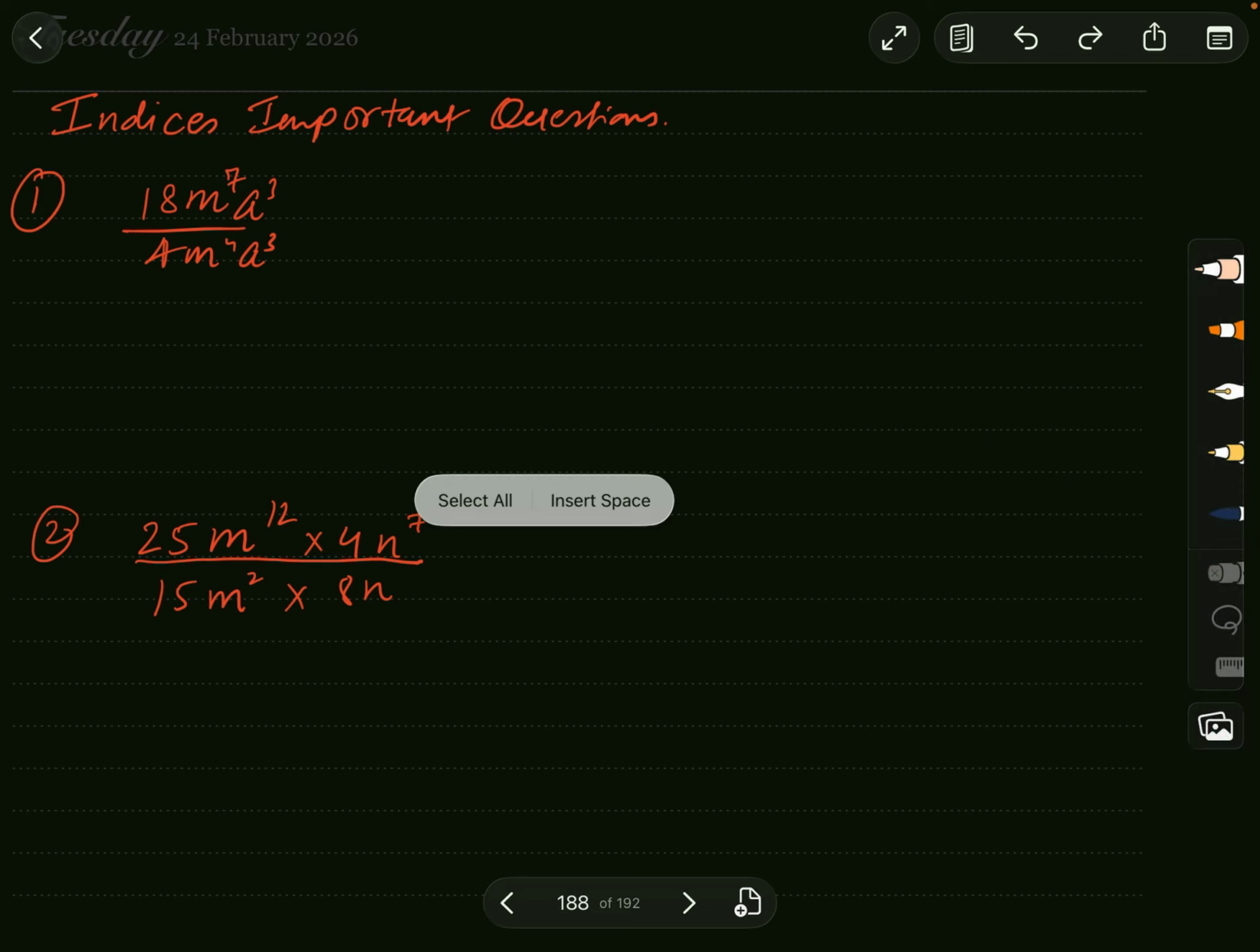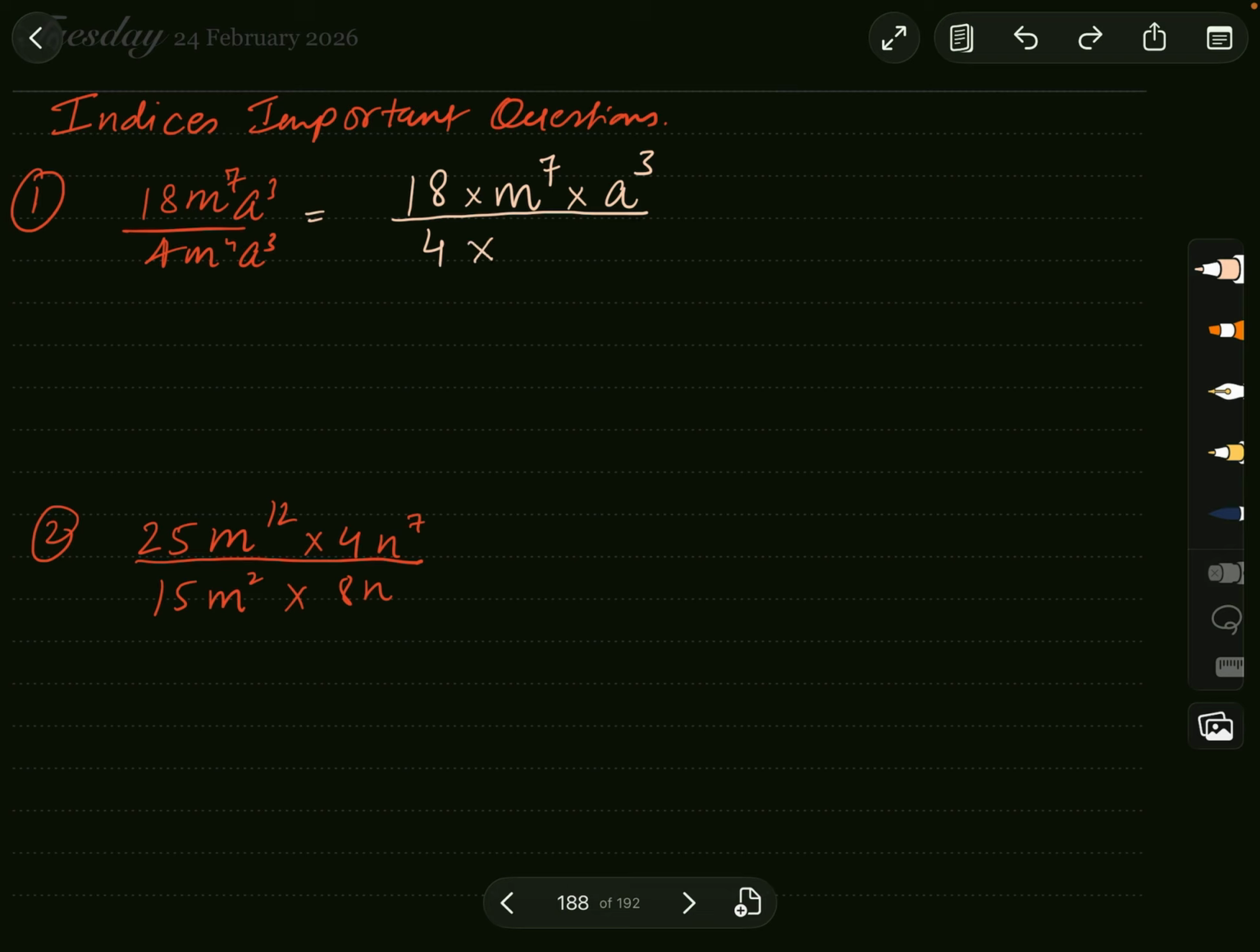The first one. This says 18m to the power of 7 a cube divided by 4m to the power of 4 a to the power of 3. I'm just going to rewrite it very clearly in the expanded form. So m to the power of 7 is multiplied by 18, and then it is multiplied by a to the power of 3, divided by 4 m to the power of 4 times a to the power of 3.